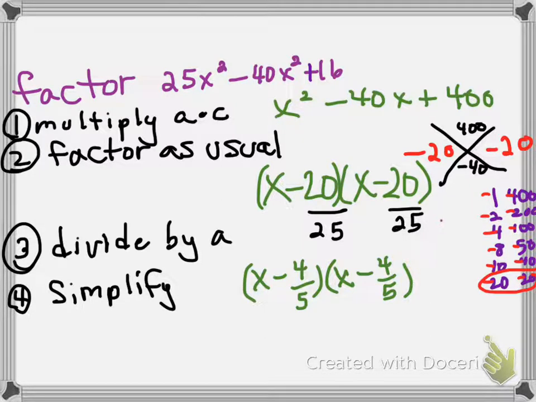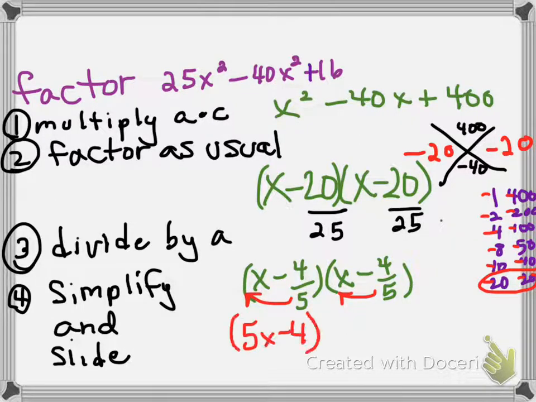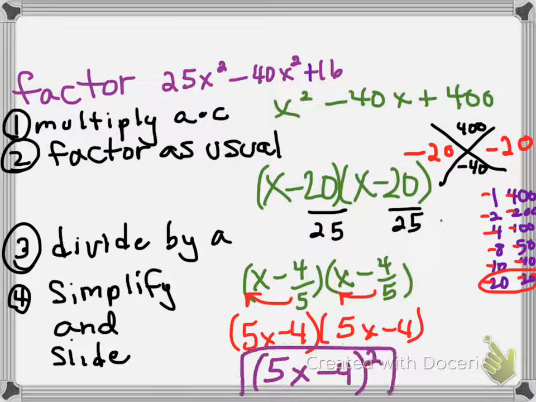The last step is that you're going to slide the denominator out to the front. So the 5 slides out to the front, and you'll get 5x minus 4 times 5x minus 4. In this case, the terms are the same, and so we'll write it as 5x minus 4 squared.